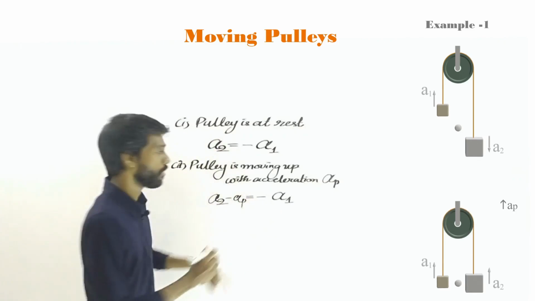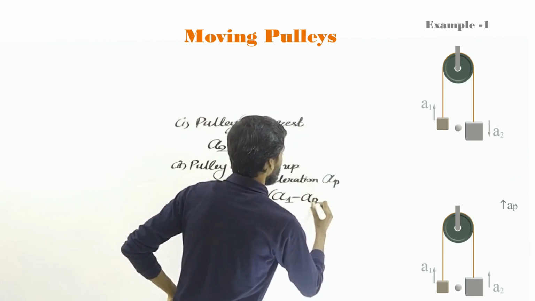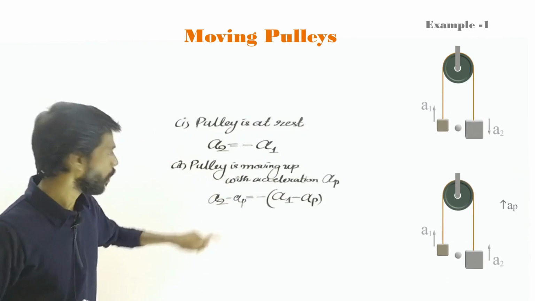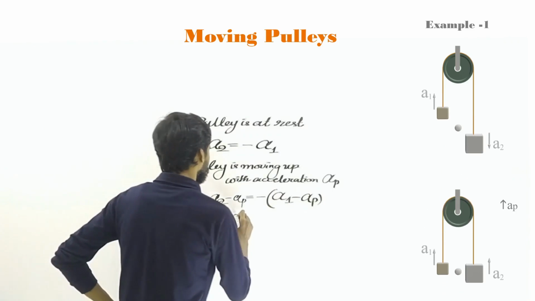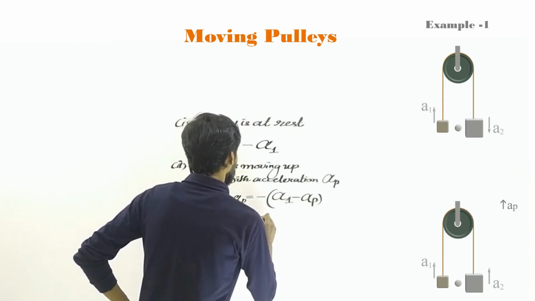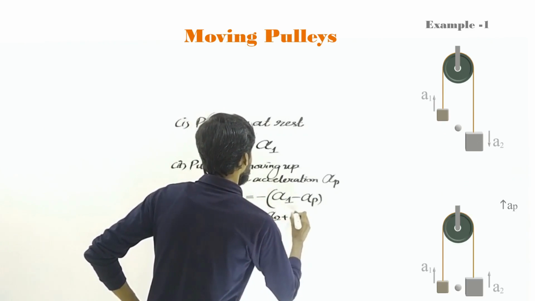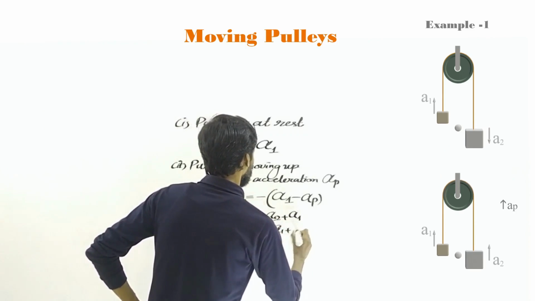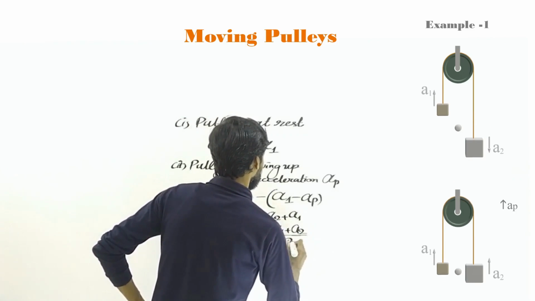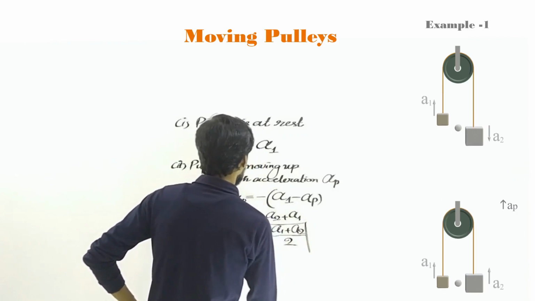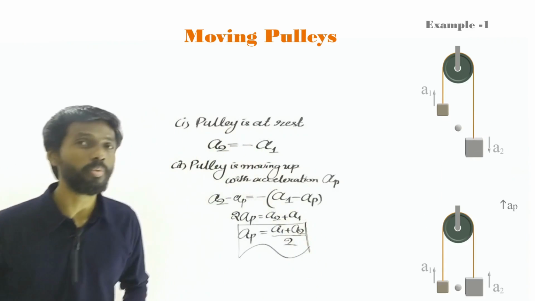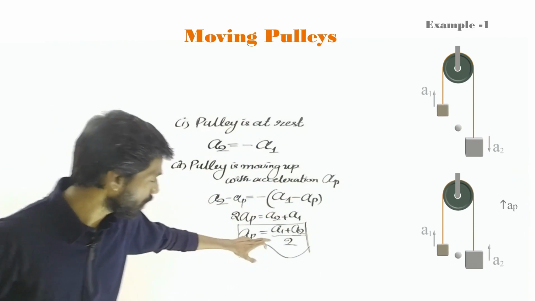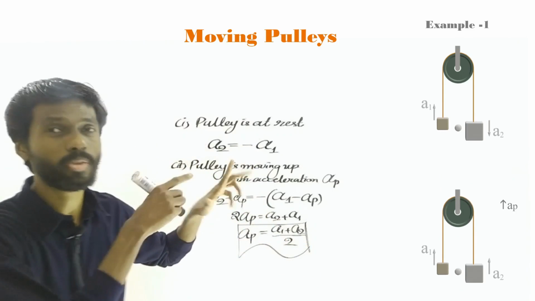Similarly here also we have to subtract AP, because we are finding only the relative acceleration. Both are moving in the same direction, so we are subtracting. So this is the relation. So AP plus AP, 2AP, equals A2 plus A1. That gives you the relation: AP equals (A1 plus A2) divided by 2. This is the relation between the accelerations of these two blocks. So the acceleration of the pulley is the average of the accelerations of these two blocks attached to the pulley.